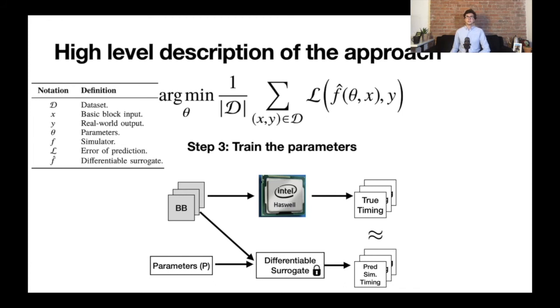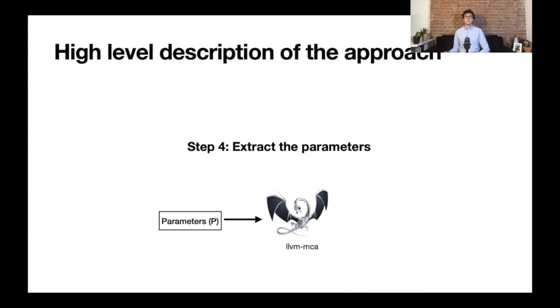Next, we train the parameter table itself. We first freeze the weights of the differentiable surrogate since it's already been trained to mimic LVMMCA for all input parameter tables and basic blocks. We then sample an initial parameter table estimate. Then, we iteratively sample a basic block from the original dataset, time it on the target CPU, and then pass that basic block along with the current parameter table estimate through the differentiable surrogate. And then we update the parameter table estimate by backpropagating through the differentiable surrogate to find the parameter table that the surrogate believes would lead LVMMCA to have the lowest error compared to the true basic block timing. Finally, we just extract the learned parameters, rounding values back to integers if necessary, and then just plug them into LVMMCA, and we've optimized the parameters for LVMMCA.